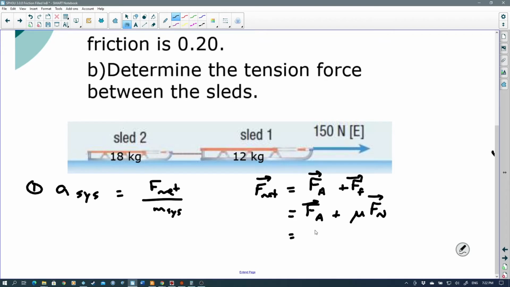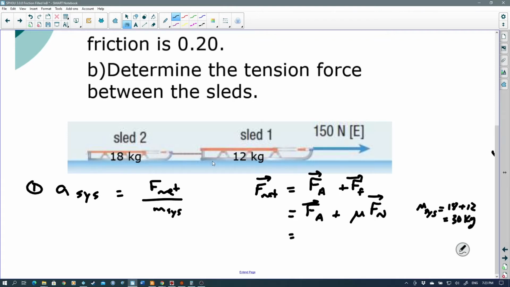So our Fn is equal to mass times acceleration, but the mass of the two sleds is 30 kilograms. So the mass of the system is equal to 18 plus 12, which is 30 kilograms. So we're gonna pretend that the two sleds are one on top of the other, and we can do that. We've done a previous question where I think it was a suitcase sliding across the floor, and we piled another mass on top of it, and basically we just added the two masses together to find the friction on that system. Well, it's basically the same thing here.